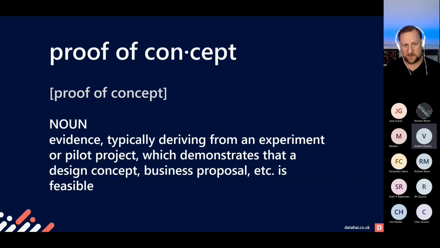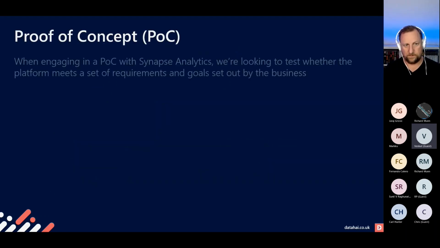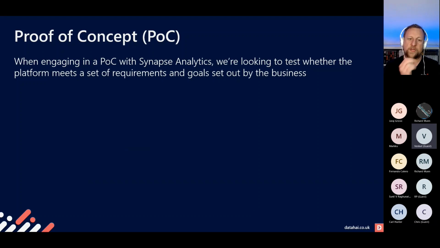So that proof of concept description covers a broad area. When we look at Synapse, firstly, we've got to set some goals. Those goals are going to be based on requirements. When we look at this success by design, these requirements and goals will make sense in the context of the whole playbook. But ultimately, we're looking to see whether Synapse Analytics is going to meet a set of requirements and goals that the business has set out, and perhaps the technical team as well.